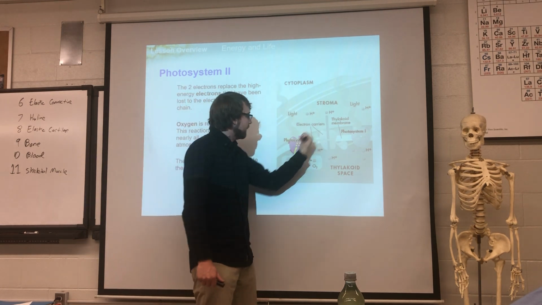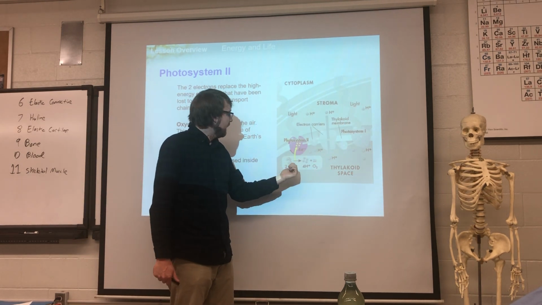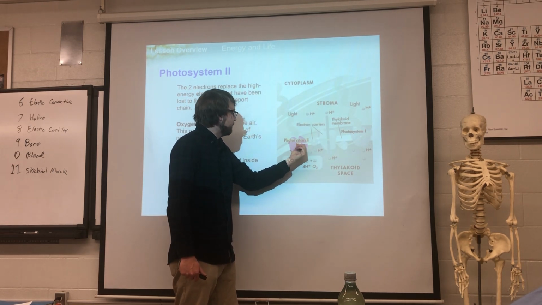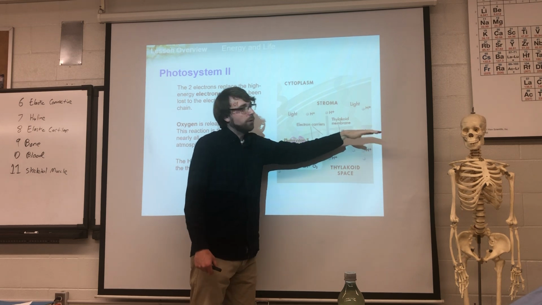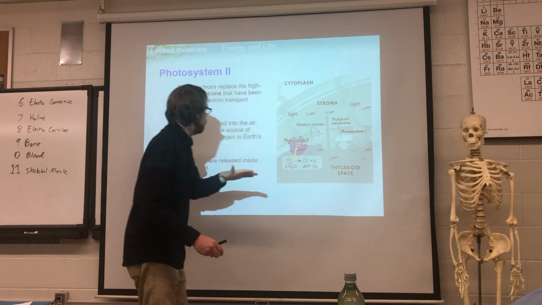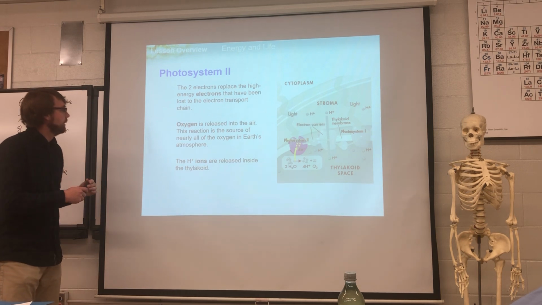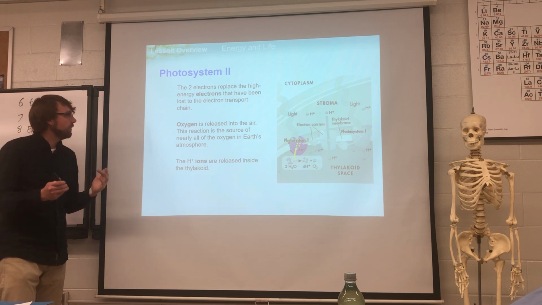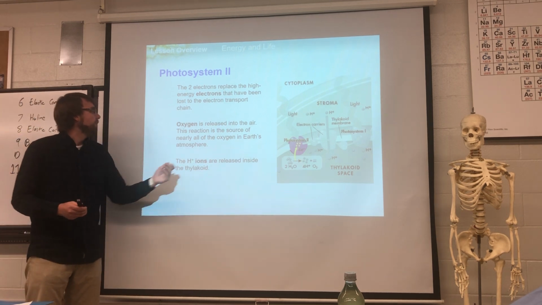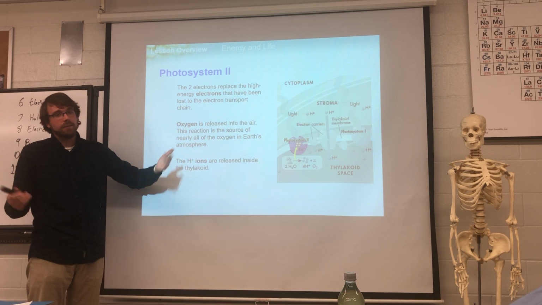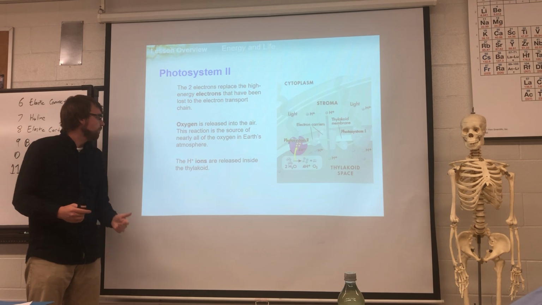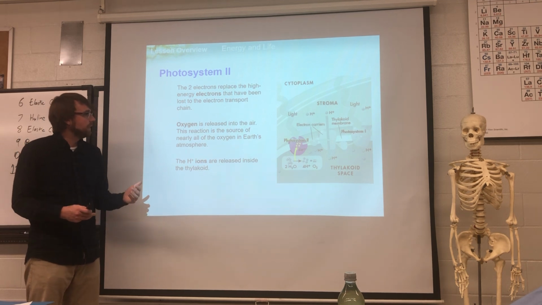So all of this is like a conveyor belt. There are constantly electrons in every position, and as new electrons are excited, they can then move forward and use their energy at the next location. Oxygen is released to the air. This reaction is the source of nearly all of the oxygen in the Earth's atmosphere. This oxygen is a waste product to the plants that allows us to break down their sugars. The hydrogen ions are released inside of the thylakoid. They will be important later.